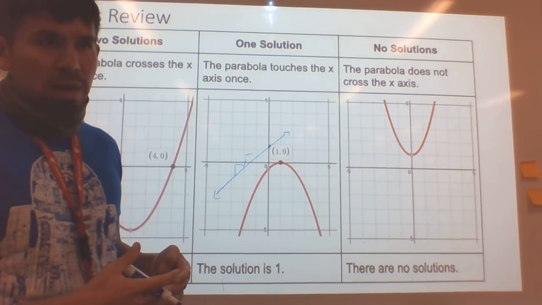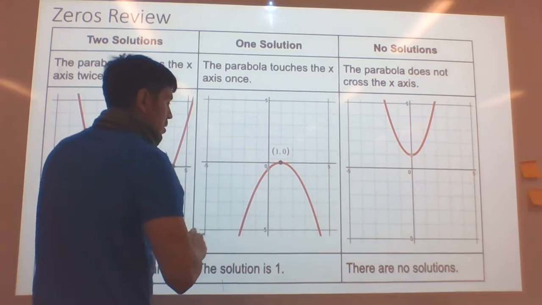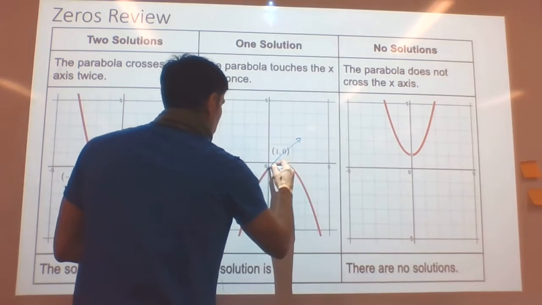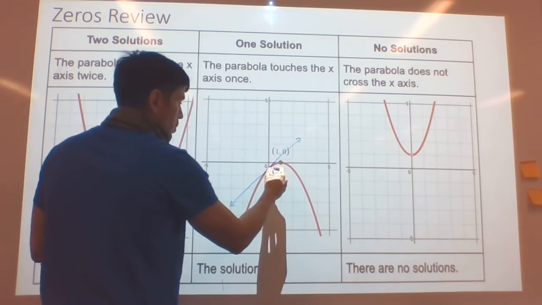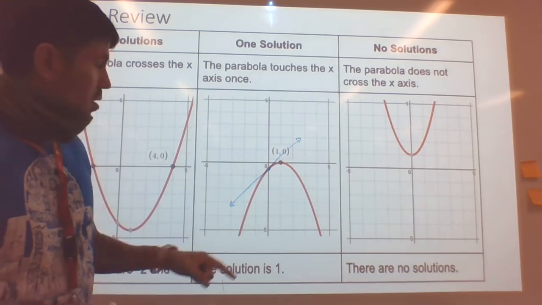If they have no solution, it means they don't cross. So vice versa, you can look at it: do they cross? No. No solution. Over here, let's say they cross in one location, they touch there. If they touch there, then guess what? We have one solution because it touches at one location.